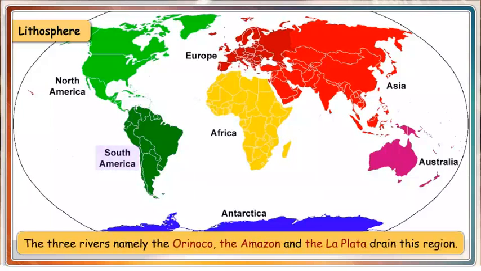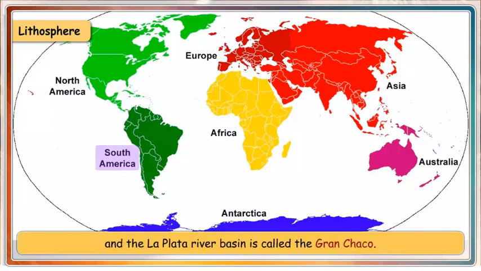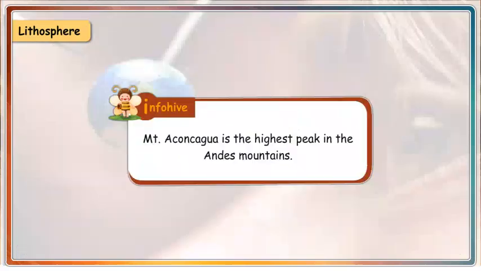The 3 rivers, namely the Orinoco, the Amazon, and the La Plata, drain this region. The Orinoco River basin is called Llanos. The Amazon River basin is called Selvas, and the La Plata River basin is called the Gran Chaco. Info Hive. Mount Aconcagua is the highest peak in the Andes Mountains.